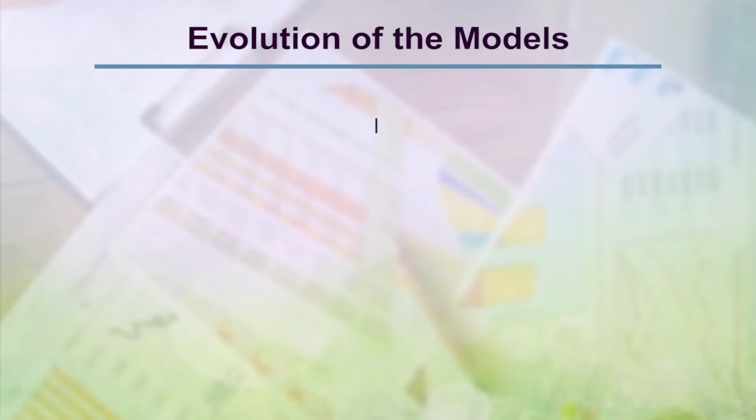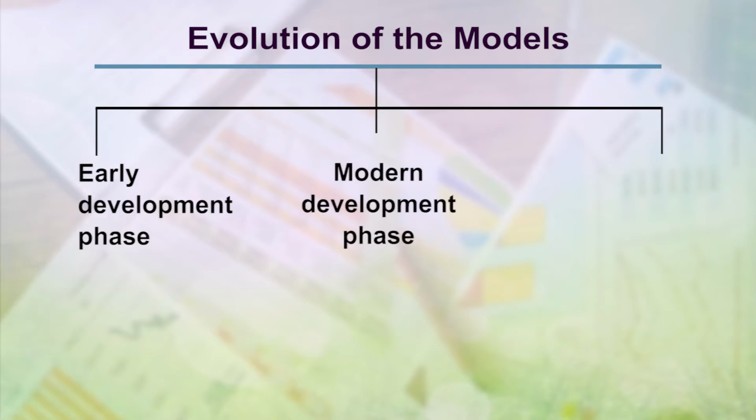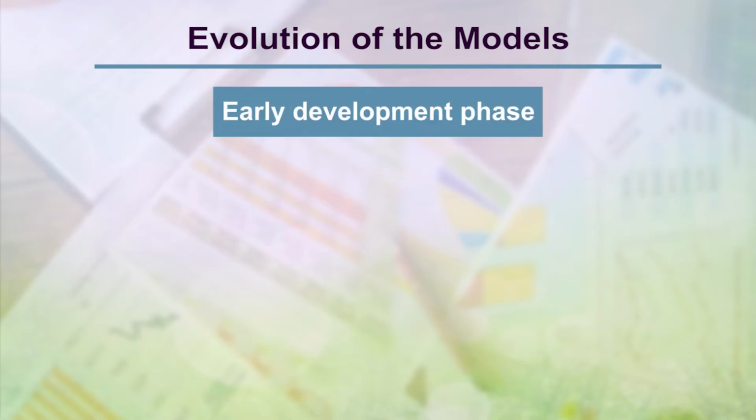Before we move further, let us study how these models have evolved over time. There are many models in the marketing world. The evolution of the models can be classified in different phases. So here we are classifying the evolution of the models in 3 stages. And what are the 3 stages? First is the early development phase, second is the modern development phase, and third is the challenge and defense period. So let's start with the early development phase.